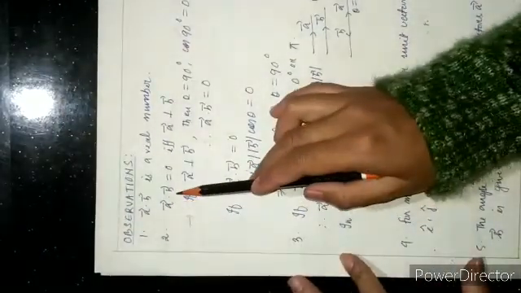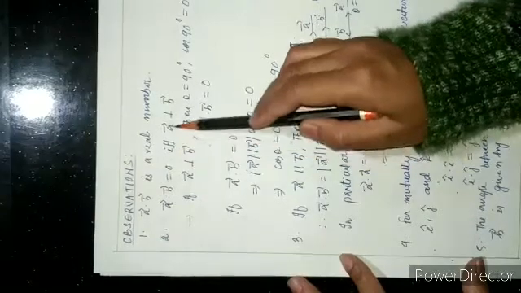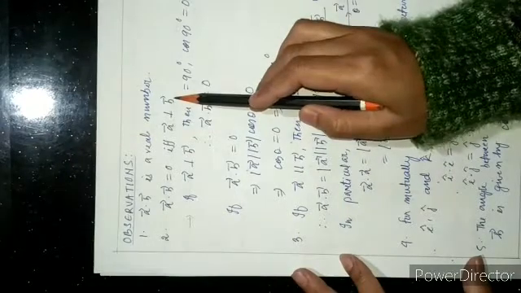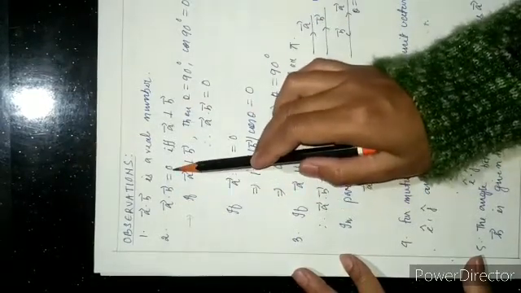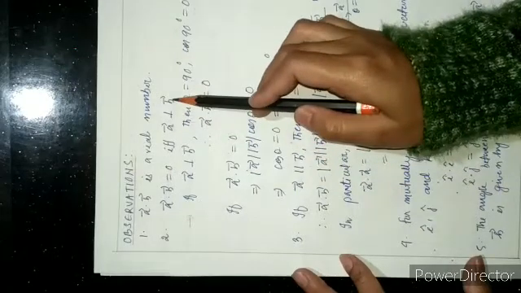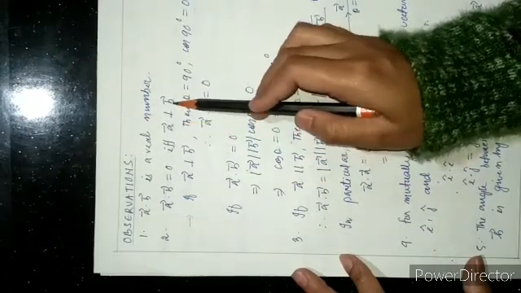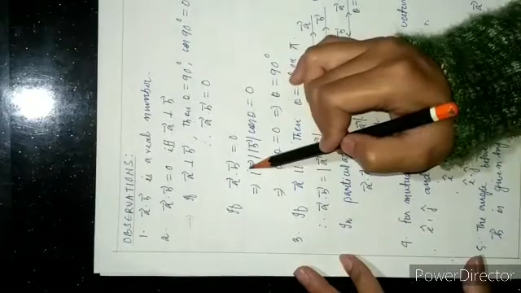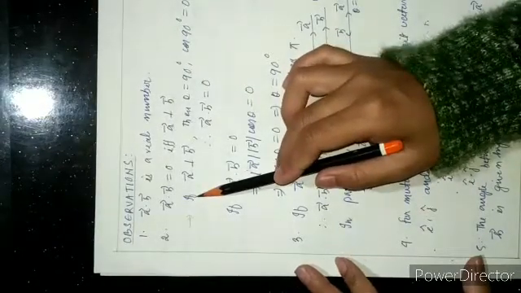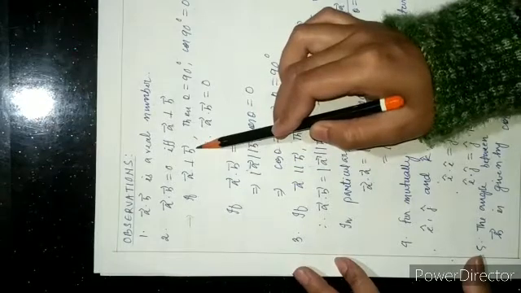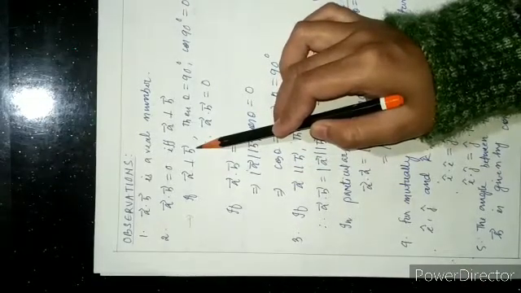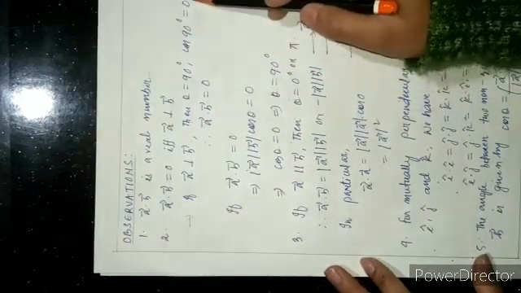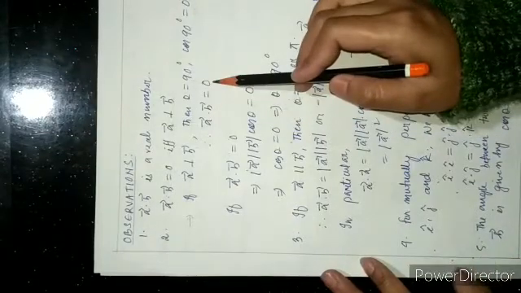Number 2: A vector dot B vector equals 0 if and only if A vector is perpendicular to B vector. If and only if means: if A vector dot B equals 0, which implies that A vector is perpendicular to B vector, or if A vector is perpendicular to B vector, then their scalar product will be equal to 0. For the first part, if A vector is perpendicular to B vector, then theta will be equal to 90 degrees, and cos 90 degrees is 0, and therefore A dot B will be equal to 0.